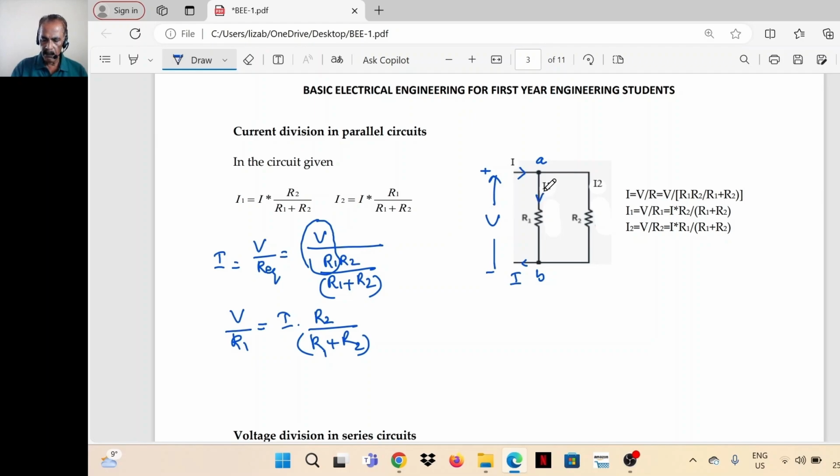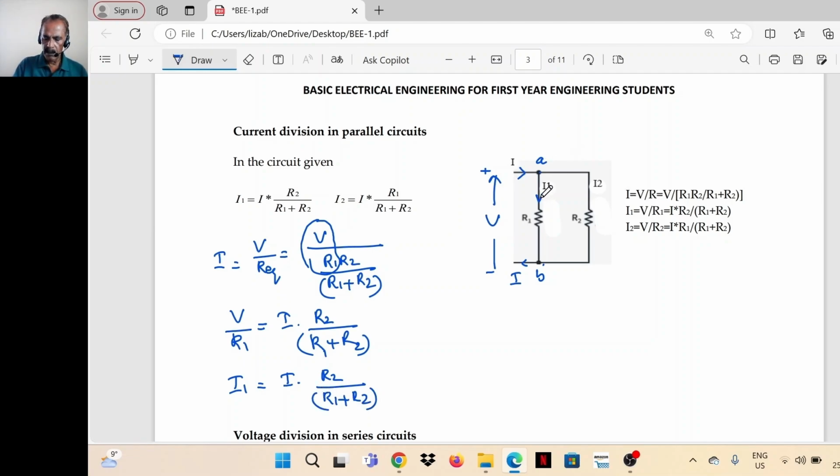So the current through R1 is equal to V divided by R1. The voltage across points A and B is V. That means the voltage across R1 is V. Voltage across R2 is also V. The current through R1 is equal to V divided by R1. So V divided by R1 is nothing but I1. So I1 is equal to I into R2 divided by R1 plus R2.